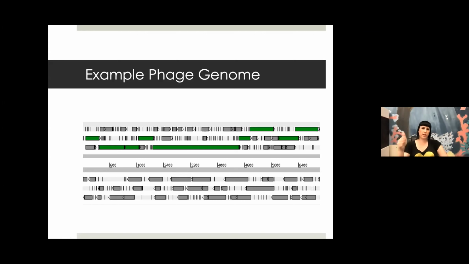The vertical black lines in each of the frames are stop codons. The boxes are open reading frames that have a start codon. They're colored green if they code for a gene, and gray if they do not.